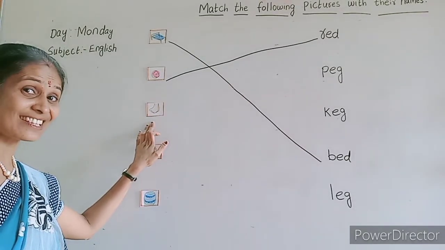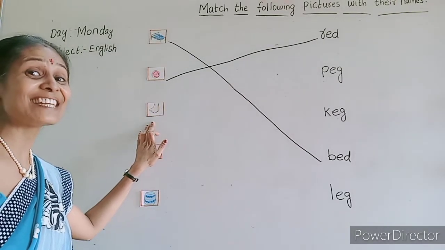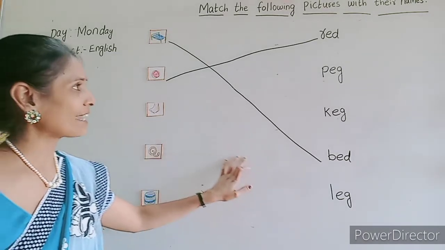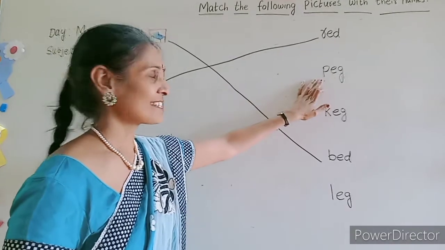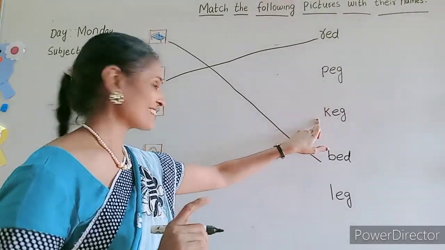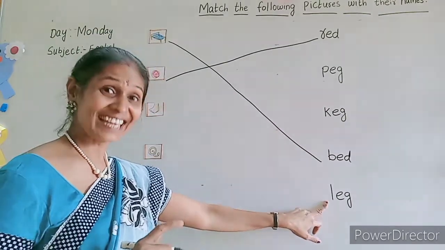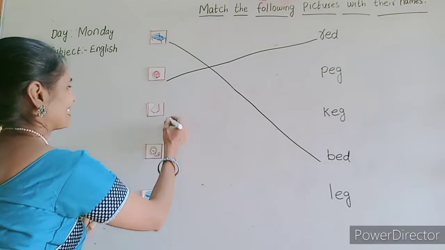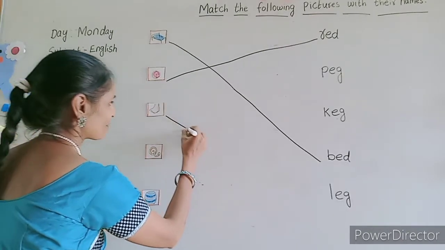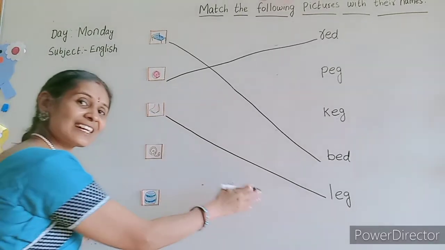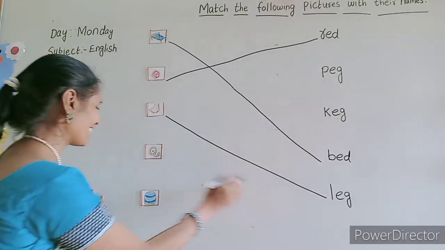Now identify the next picture. Which picture is this? This is L-E-G, leg. Now search for the spelling of leg. Where is it? Is it this? No. Is it this? No. Yes, here it is. Okay. Now we will match the picture with the spelling L-E-G, leg.